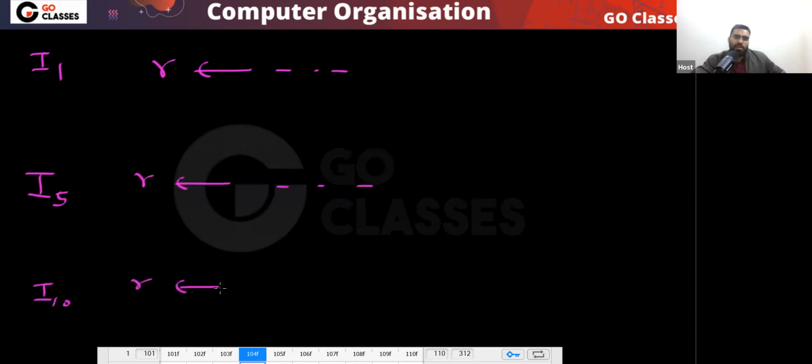Okay, so for example, if you have this situation, let's assume that someone is writing into R, and then let's assume someone is writing into R again, and then again someone is writing into R. Then how many WAW dependencies? This is WAW, this is WAW. So remember, this is WAW, this is WAW, but this is not WAW.